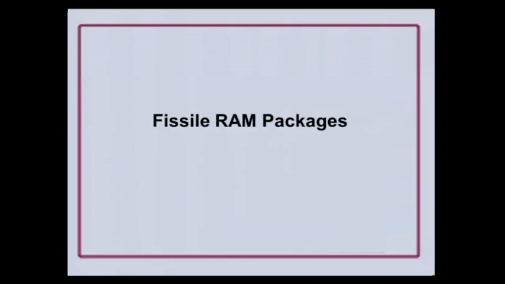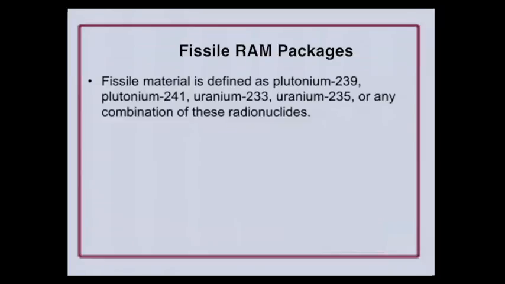Let's look at fissile, and one more, I think this may be the last one: packages containing uranium hexafluoride. Both very short. Keep in mind what fissile material is: plutonium-239, 241, uranium-233 and 235, or any combination of those things. Material that is capable of undergoing fissioning.